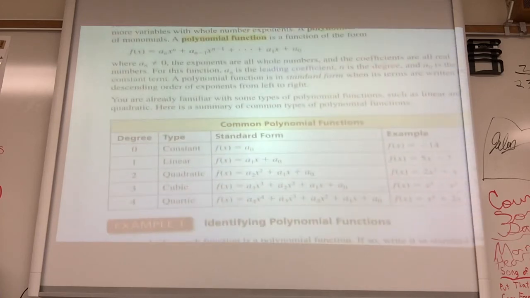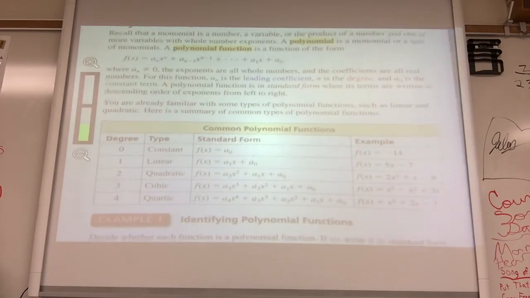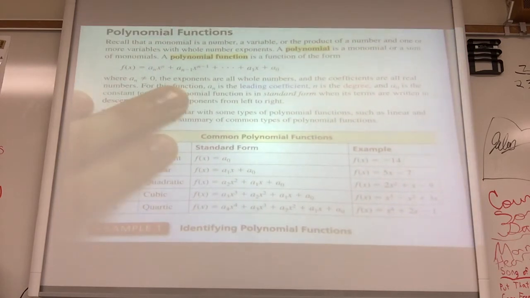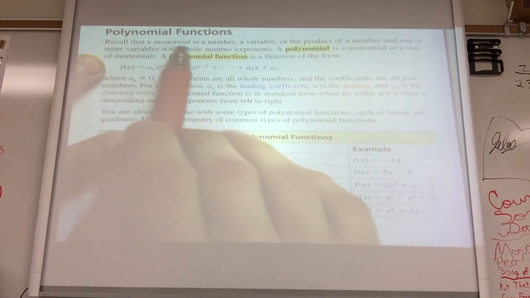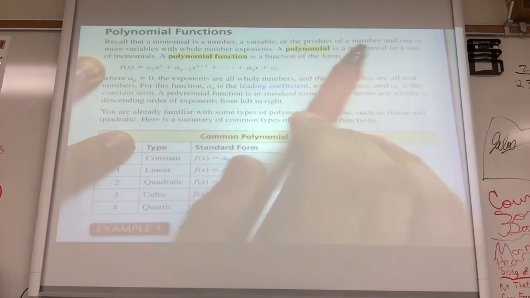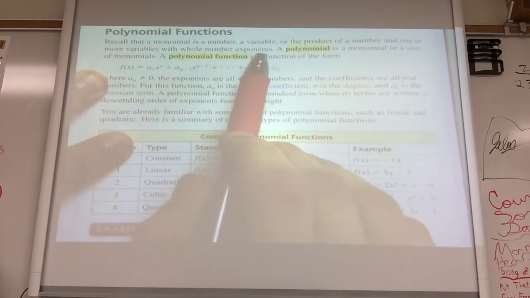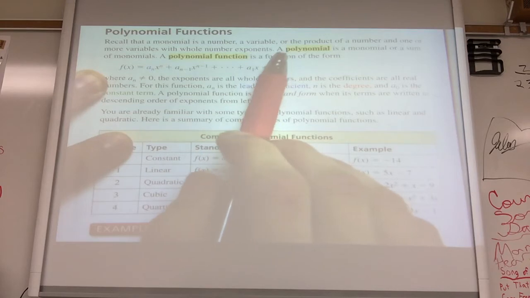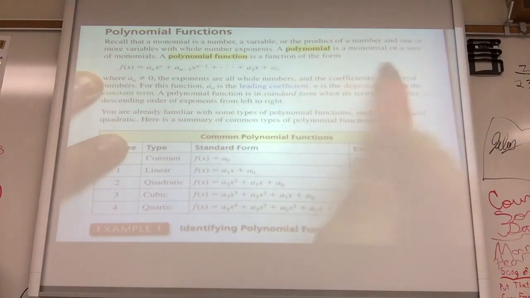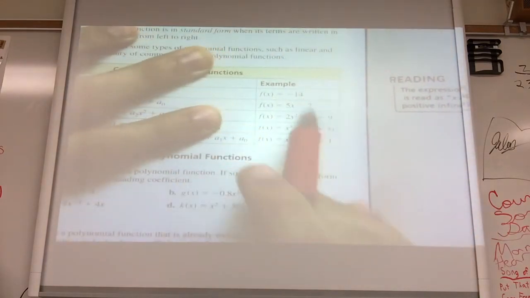I am on page 210. It's the beginning of chapter 5.1. We're going to be talking about polynomial functions. So right here it just says, recall that any monomial is a number, a variable, or a product of a number and one or more variables with whole number exponents. And then it says a polynomial is a monomial or a sum of monomials. So here's some examples of polynomials right here.